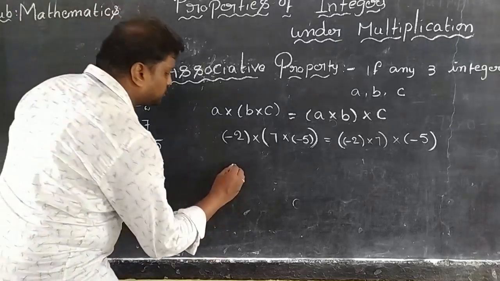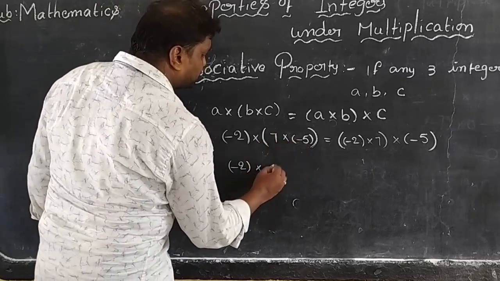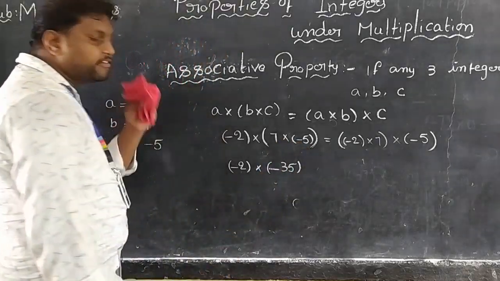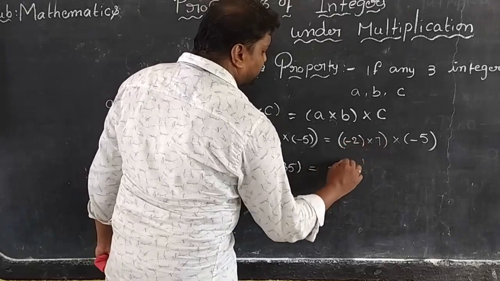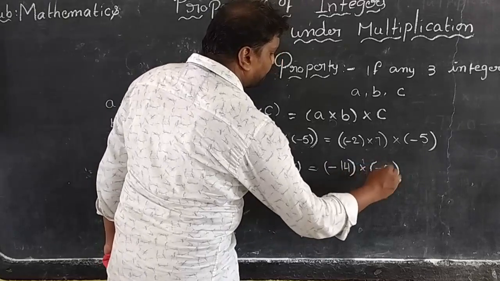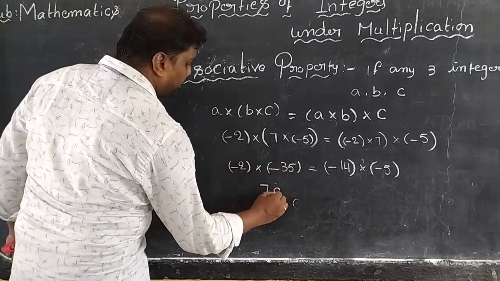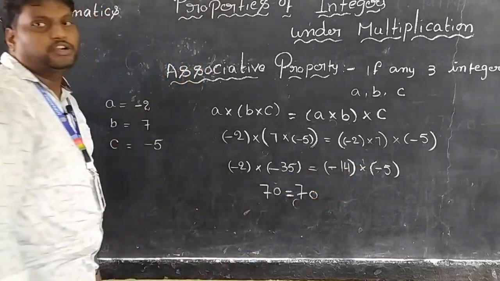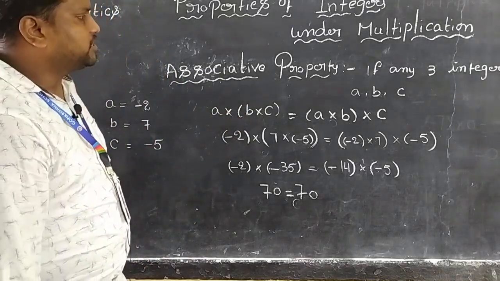See, first we should multiply this one. Plus into minus, minus. 7 5s are 35, is equal to minus into plus, minus. 2 7s are 14, into minus 5. Next, minus into minus plus. 2 35s are 70, minus into minus plus, 14 5s are 70. LHS is equal to RHS. This is the associative property under multiplication.